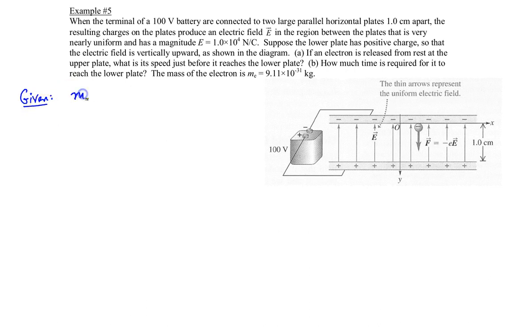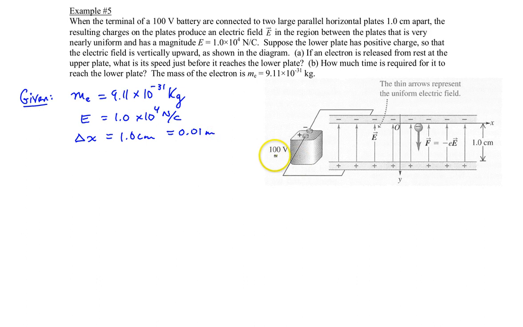We have the mass of the electron, which must be given because it's stated here, and that's true. We do need the mass of the electron, 9.11 times 10 to the power negative 31 kilograms. We have the strength of the electric field, which is 1 times 10 to the power of 4 newtons per coulomb. We have the plates are 1 centimeter apart. Let's just call that delta x is 1 centimeter, which is 0.01 meters.